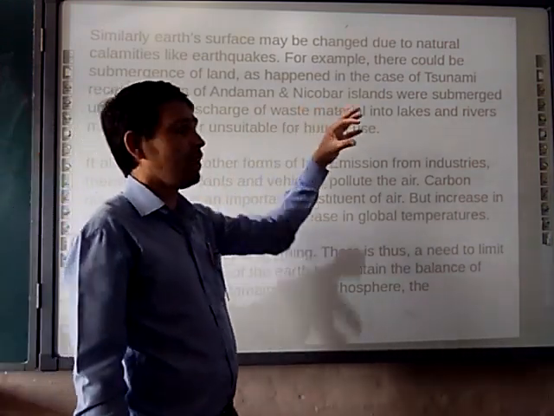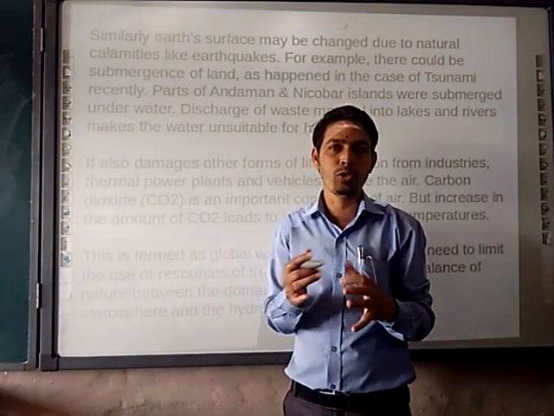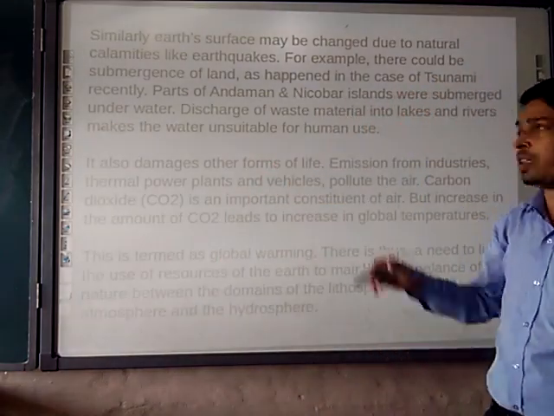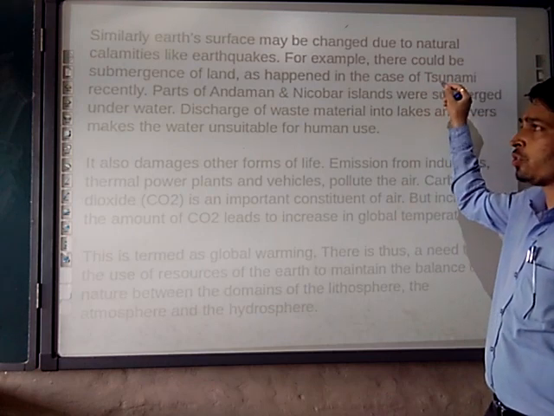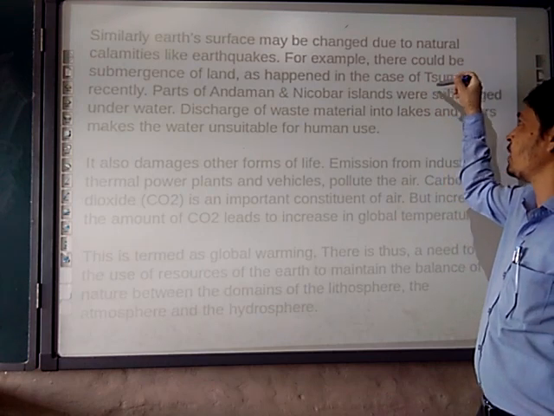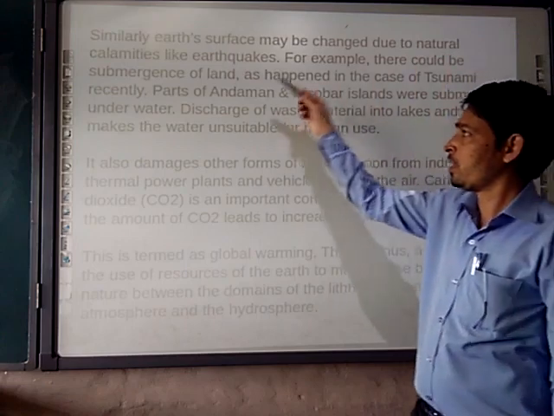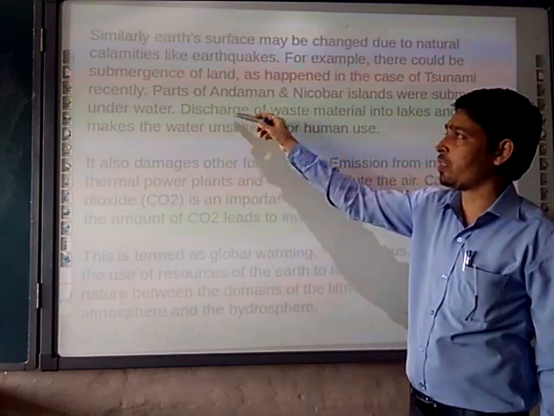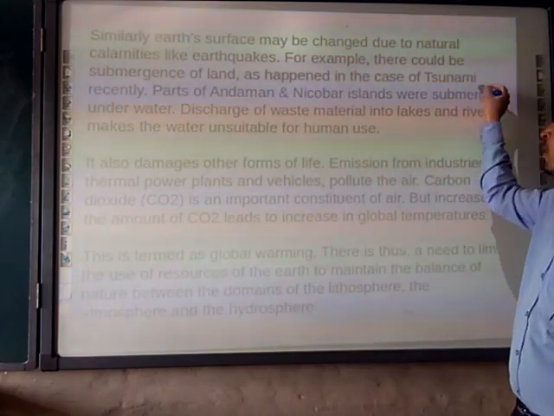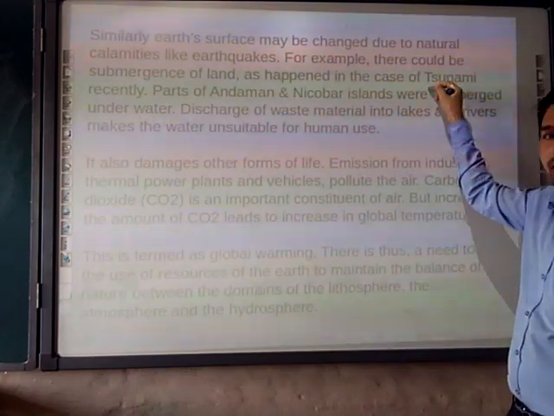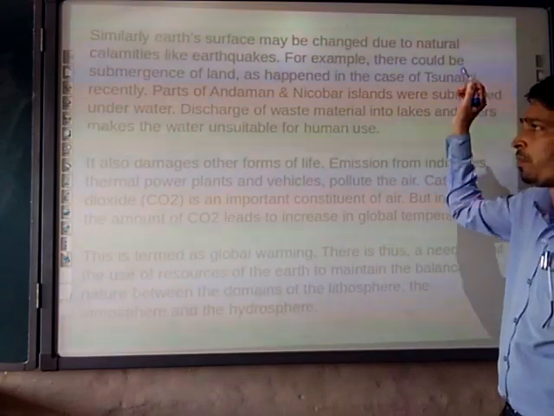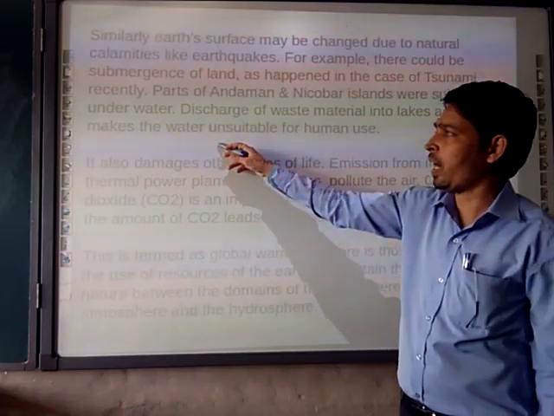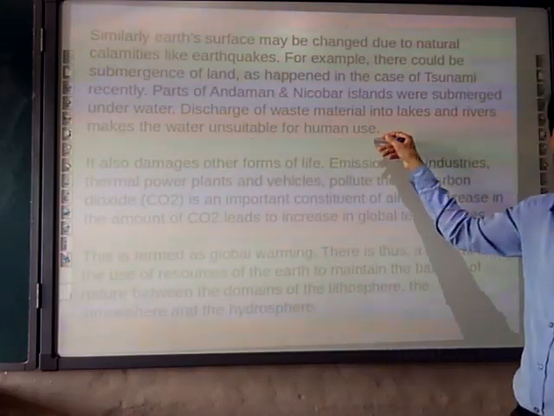So tsunami is a new word for you. What is a tsunami? When an earthquake occurs under the water, that is called a tsunami. It was introduced in 2004. Part of the Andaman and Nicobar Islands was submerged under the water when the tsunami first occurred, a natural calamity, in 2004. And discharge of waste material into lakes and rivers makes the water unsuitable for human use.